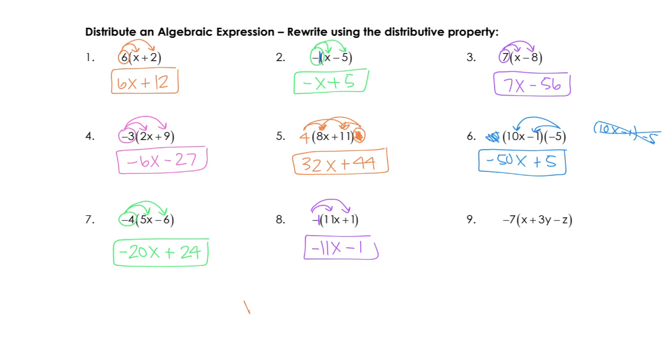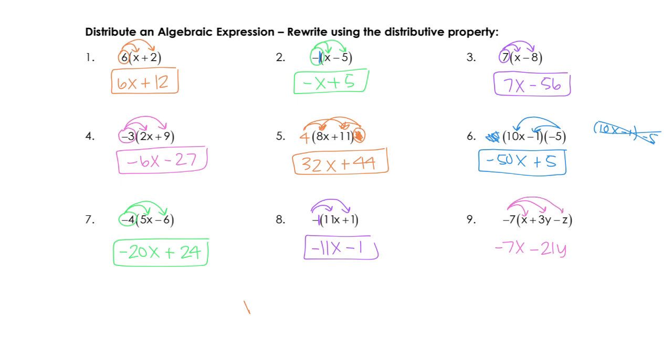On number 9, it looks a little bit different. We have 3 terms on the inside, so we just need to make sure that we distribute the -7 to all 3 terms on the inside of the parentheses. So if we start with the x, -7 times x would be -7x. -7 times 3y would be -21y, so we would have -21y.